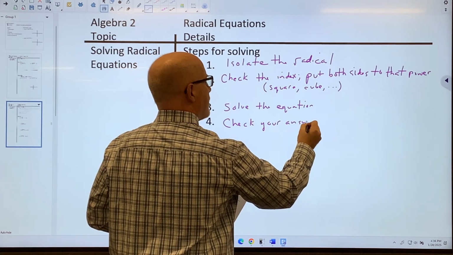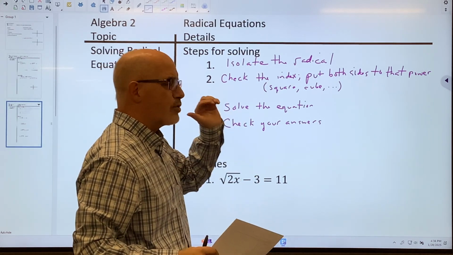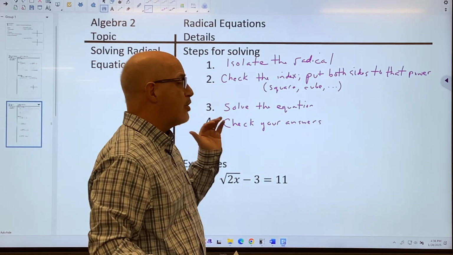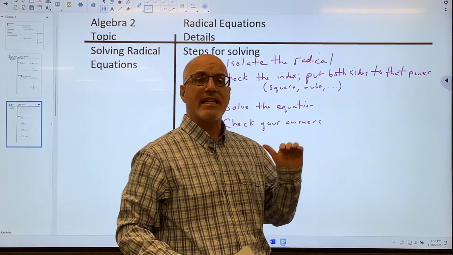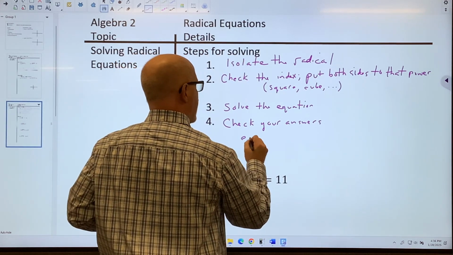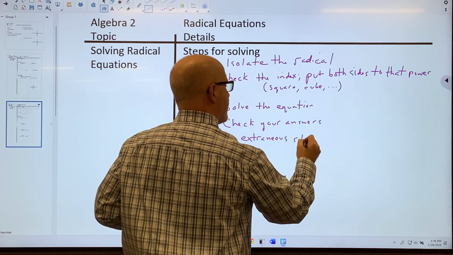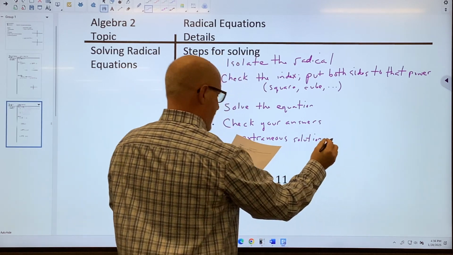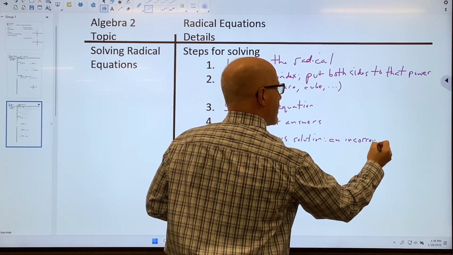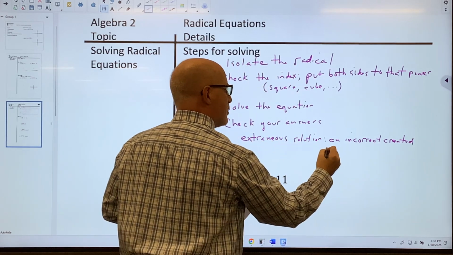Now this might be new for many of you, but this is necessary because in essence, in step 2, when you square both sides or put something to the fourth power, any even power to both sides, you might create an answer that is incorrect. That's called an extraneous solution. So an extraneous solution is an incorrect solution created in step 2.